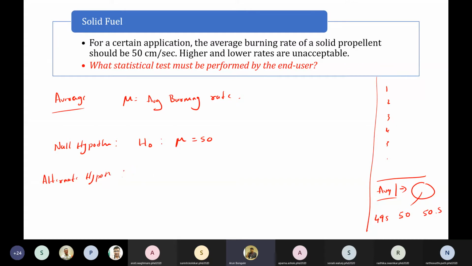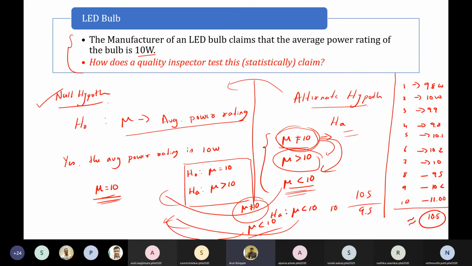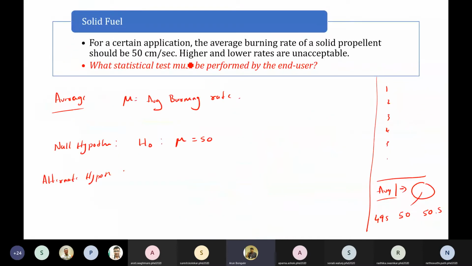In the last bulb example, the average power rating of the bulb is 10 watts. The statement is different here. If you see the statement, it is clearly given that higher and lower rates are unacceptable. This one and this one are acceptable. Obviously, the alternate hypothesis would be mu is not equal to 50. The other possibilities, mu less than 50 and mu greater than 50, I cannot have, because it is clearly stated that higher and lower rates are unacceptable.